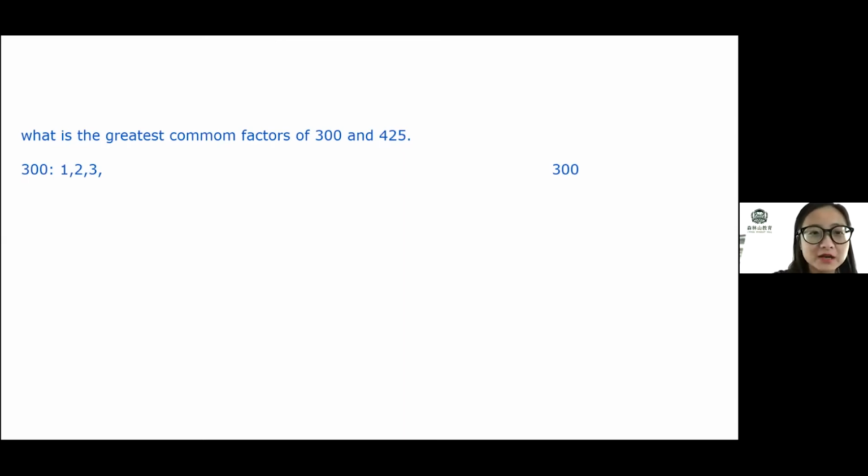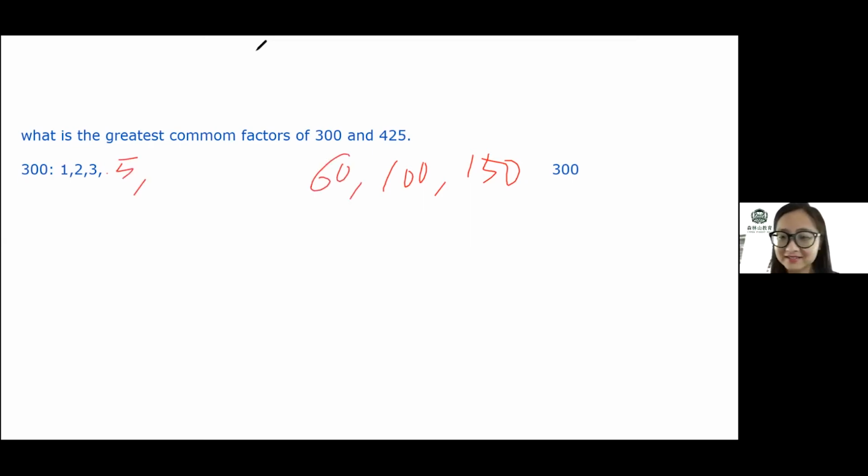Okay, so 1, 2, 3, and then we have to continue. I'm going to write it. 1 times 300, 2 times 150, 3 times 100, and then do we have 4? No, we don't have 4. We have 5 and 60, right? And then, Bowen, tell me, after 5.